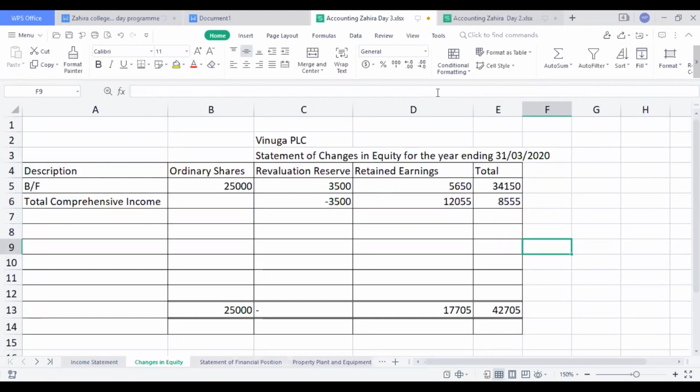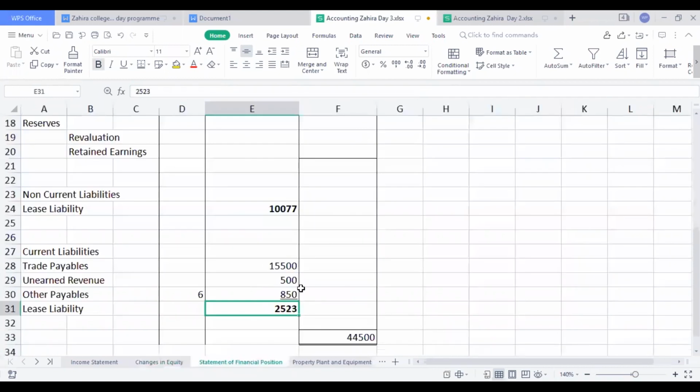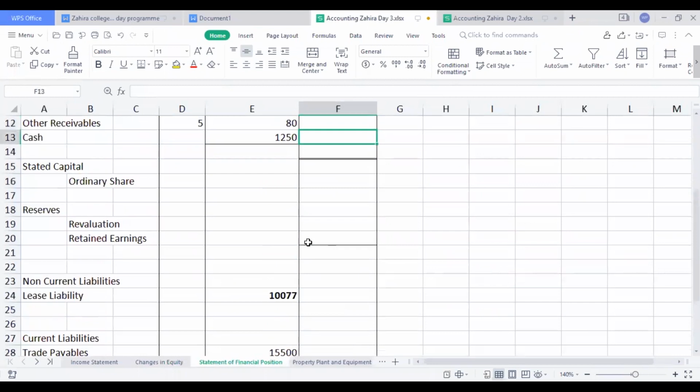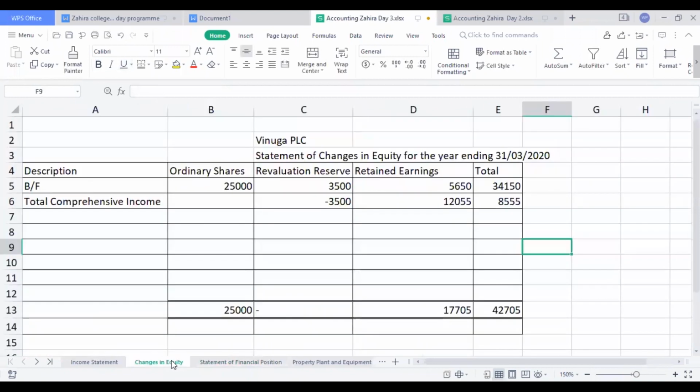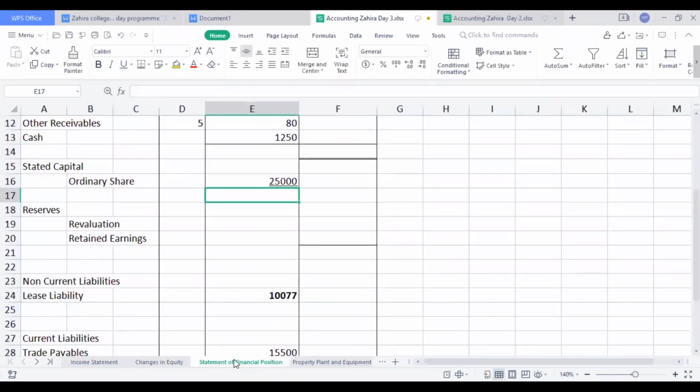Okay, guys. Then we move on. We finalize the change in equity. Everyone is done. Okay, then we move on to the next part. So we have stated capital. We will bring the 25,000 here. Then revaluation. Actually, we got a minus value, so we got 0 there. Then retained earnings 12,055. This should be a dash.